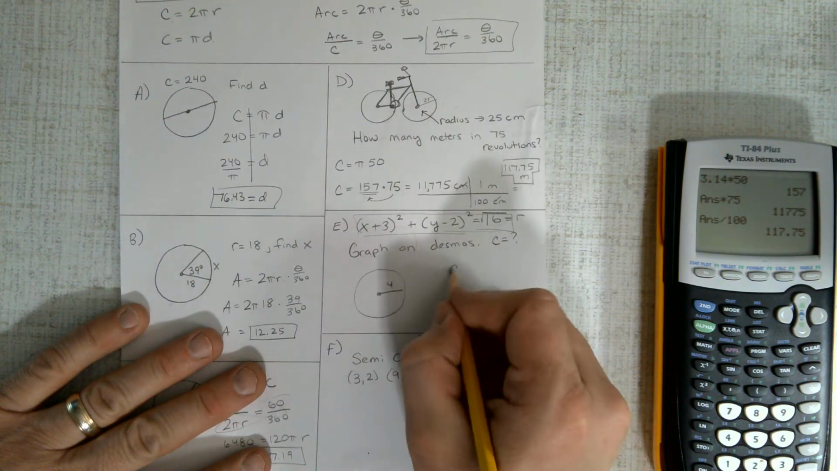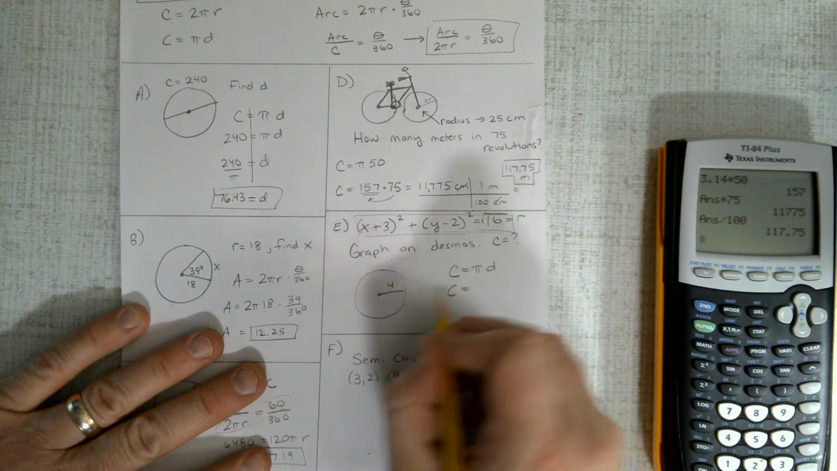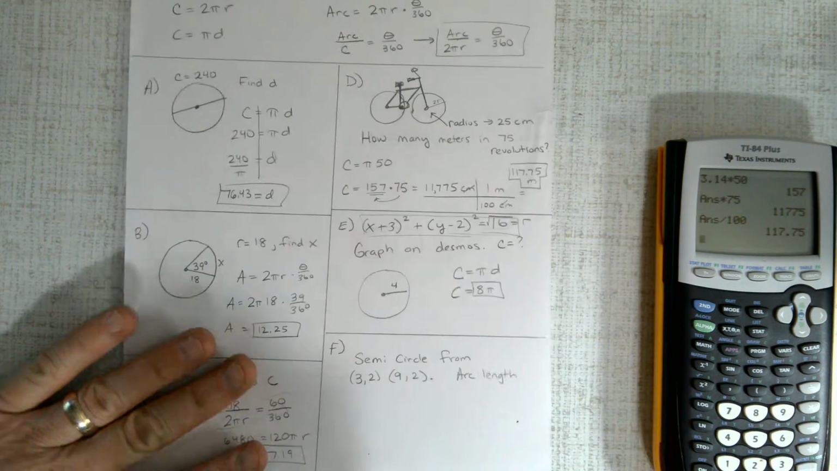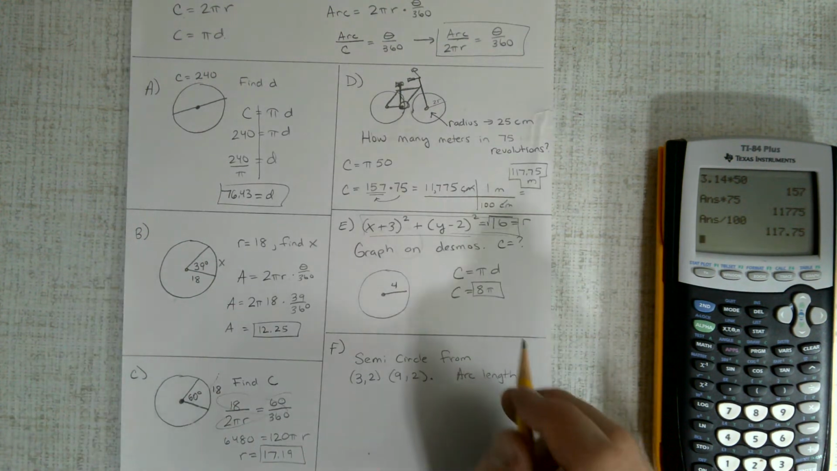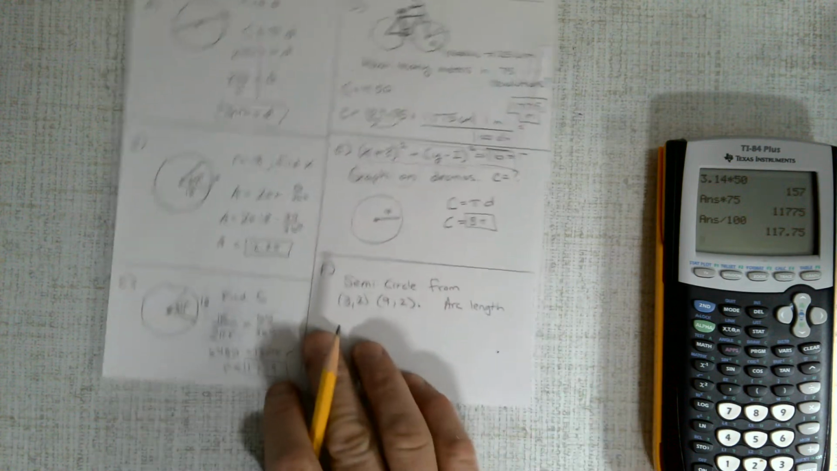So now we have the circumference is pi times the diameter. I think that one's easier. So if that's the radius, then the diameter is 8, so the circumference is 8 pi. I'm just going to leave that one as 8 pi. Maybe you need to multiply it and find an estimation, but we can just leave it like that.